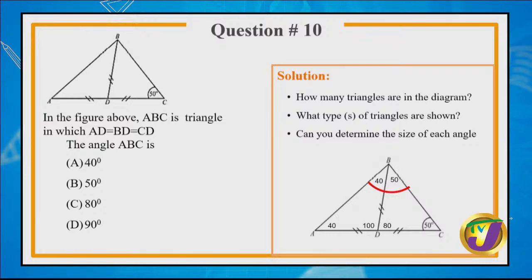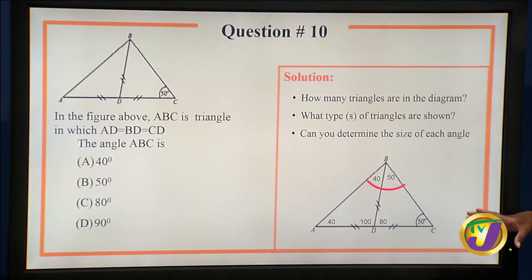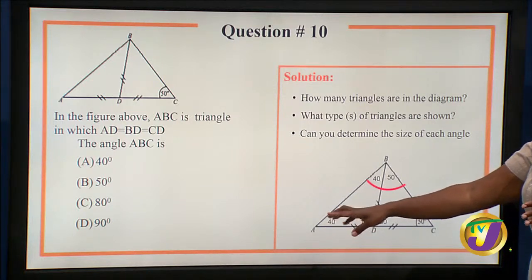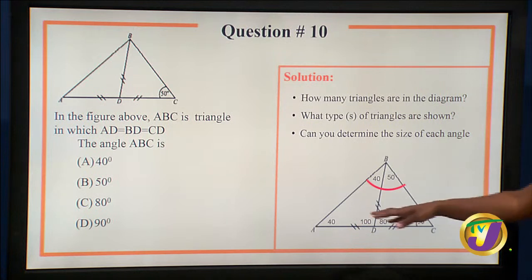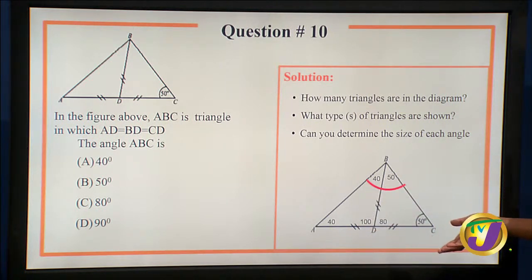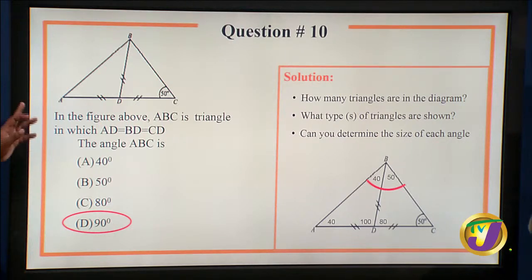If I look at triangle ABC, based on our conversation the angle formed at C is 50 and the angle formed at A is 40, so 50 added to 40 is 90, and the sum of the interior angles would be 180. So I could take it from that perspective too. After we've gone through all of that, our answer is that angle ABC is 90 degrees. Meaning, therefore, that triangle ABC is a right angle triangle.